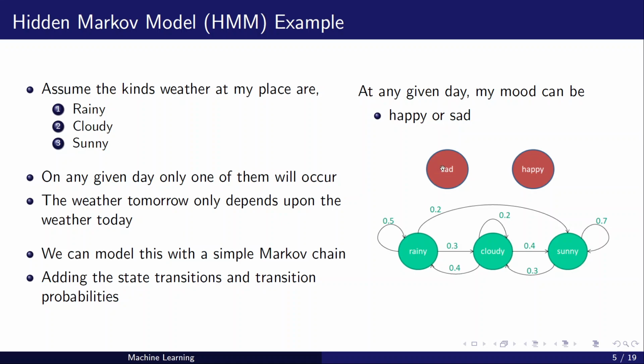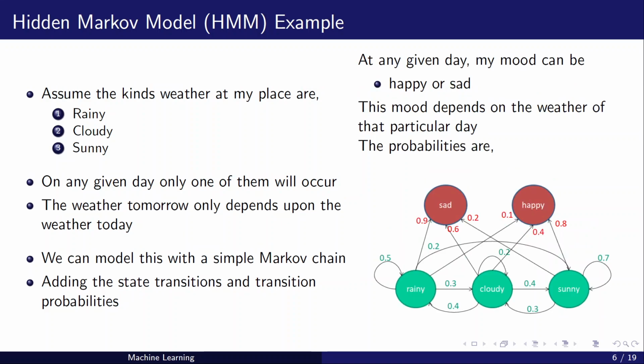That is, this mood is defined by some probability of rainy, cloudy, or sunny. Sad is defined by some probability of rainy, some probability of cloudy, and some probability of sunny, etc. So you include those probabilities also. The mood depends on the weather of that particular day. It is not dependent on the weather of the previous day, or the mood of the previous day, etc. It is only dependent on the weather of the present day.